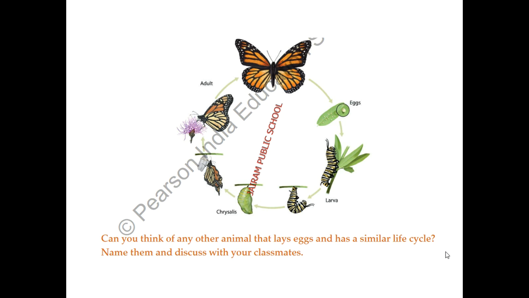It means a biological process by which an animal physically develops after birth or hatching. Now, there is a hard question. Can you think of any other animal that lays eggs and has a similar life cycle? Now I am going to give you this one as homework. You just Google and get to know more about an animal which has a similar life cycle to a butterfly. Write it down on an A4 sheet.